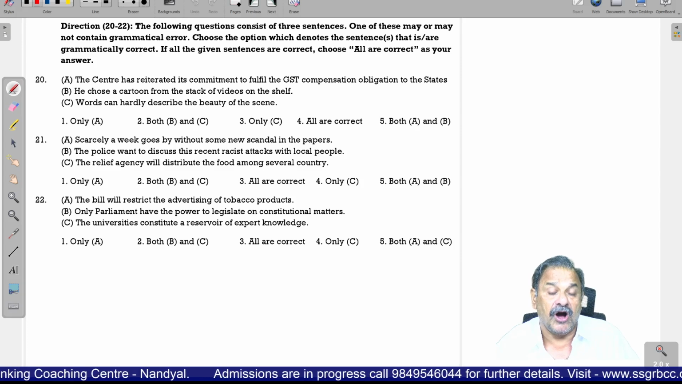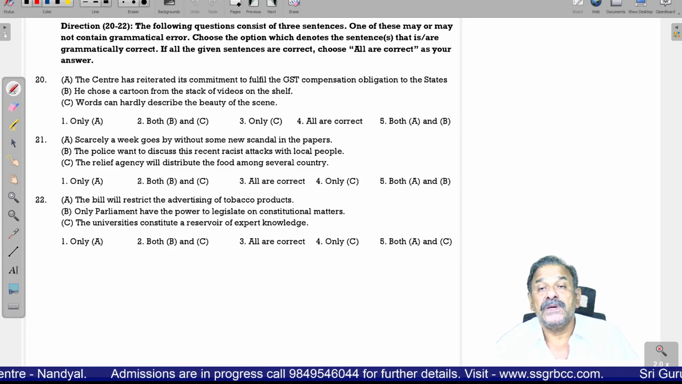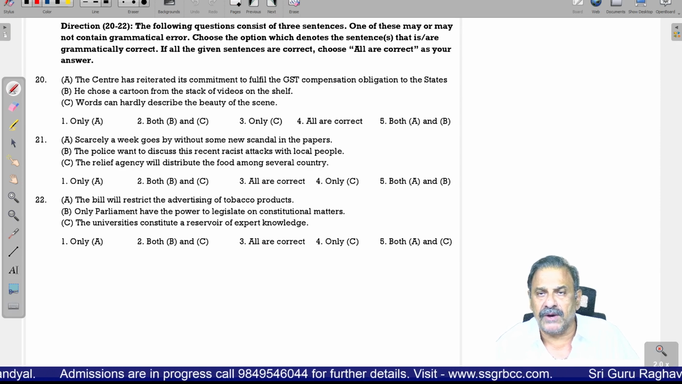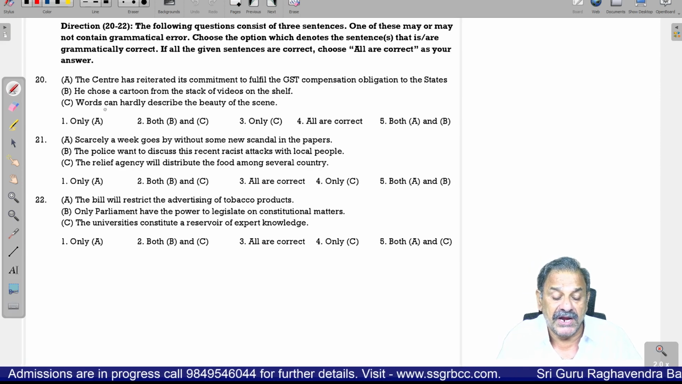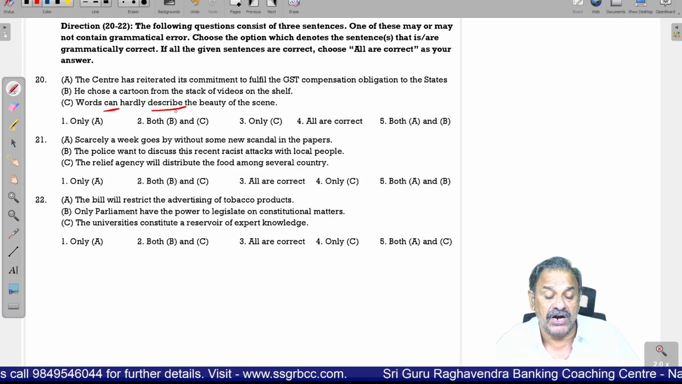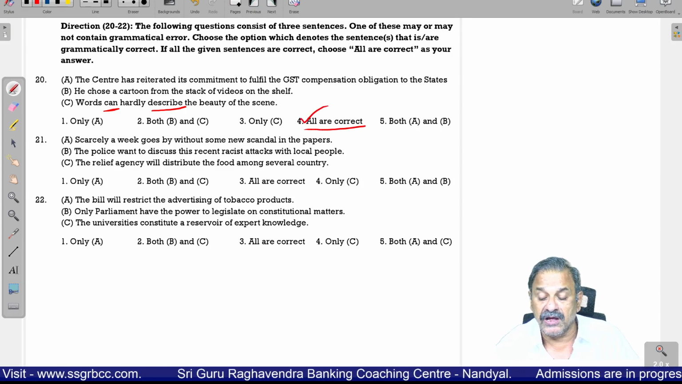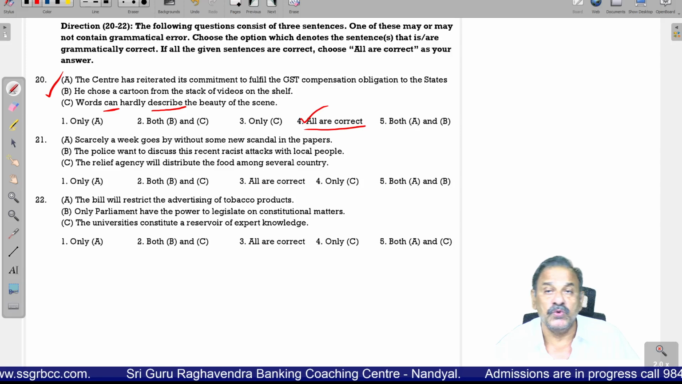Words can hardly describe. Hardly, barely, rarely, scarcely: these are the adverbs. The placement of an adverb: it can be placed between one auxiliary and one main verb, or between 2 auxiliaries. Words can hardly describe the beauty of the scene. So as far as these 3 sentences are concerned, there is no error. All are correct. It is very easy to do.